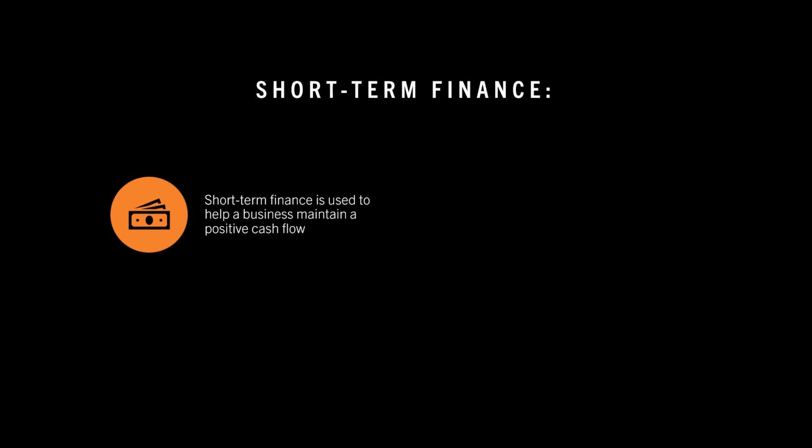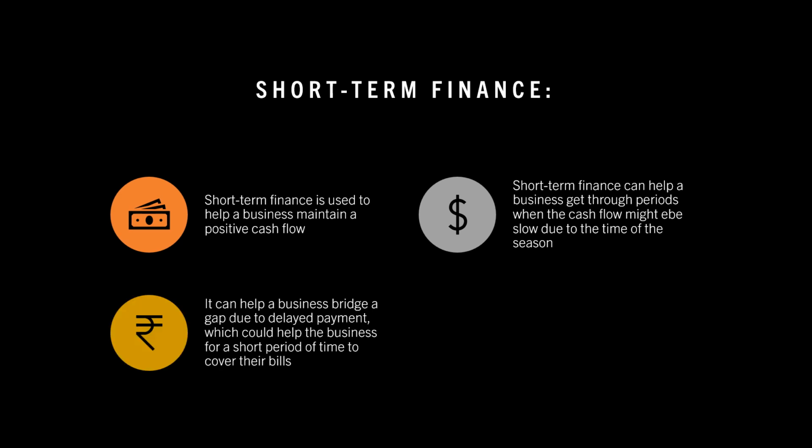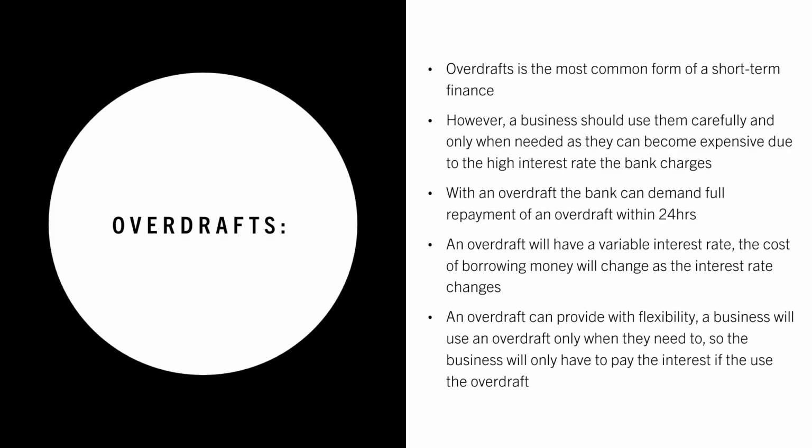Short-term finance is used to help a business maintain a positive cash flow. Short-term finance can help a business get through periods when the cash flow might be slow due to the time of season, and it can help a business bridge a gap due to delayed payment, which could help the business for a short period of time in order to cover their bills. And it can help the business have cash for manufacturing when there could be a sudden need or change in a customer order. Now, overdrafts is the first type of short-term finance.